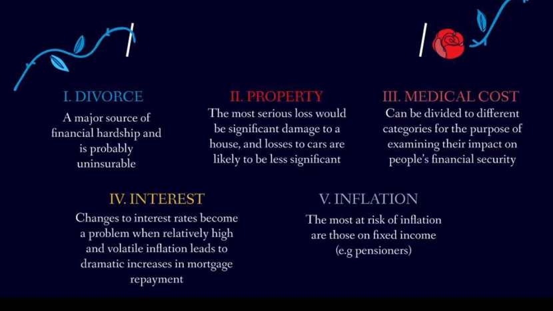The law may compel the better off partner, probably the non-custodial parent if there are children, to contribute to the support of the poorer partner. The second one is property, and people normally accumulate tangible assets as they age, and the most serious loss would be significant damage to a house. Losses to cars, household appliances, and furniture are likely to be less significant but still be worth insuring. Insurance against the damage that one's own car might do to other people's property and person is likely to be compulsory in the form of public liability insurance.